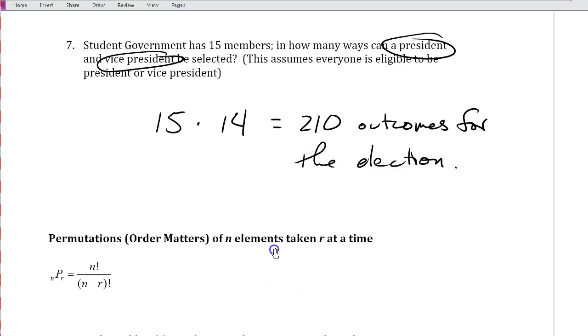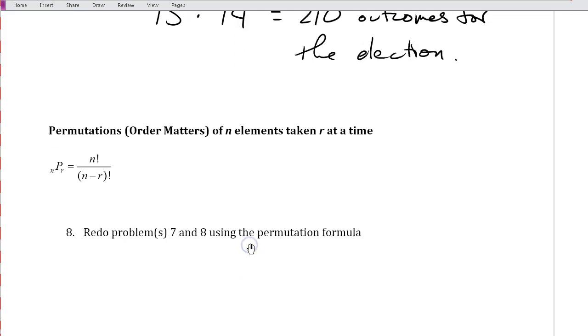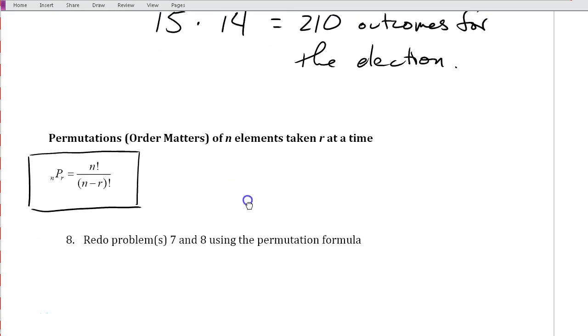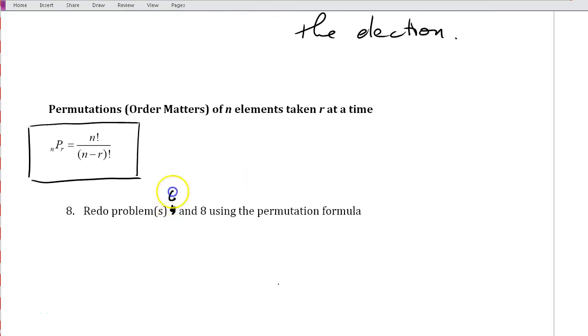Alright, so permutation, where order matters. Permutations of n elements taken r at a time. We would say nPr, or the number of permutations of n elements taken r at a time, is n factorial over n minus r factorial. So this should say 6 and 7, I believe.